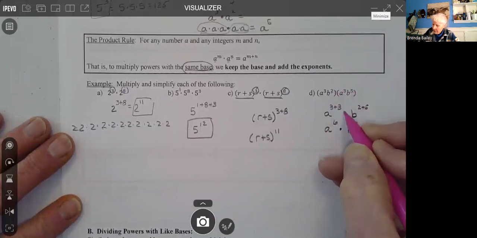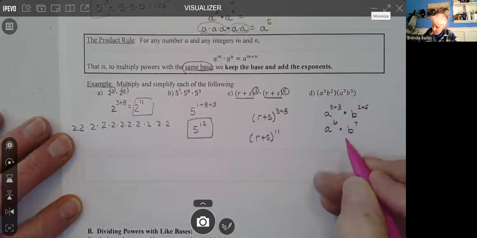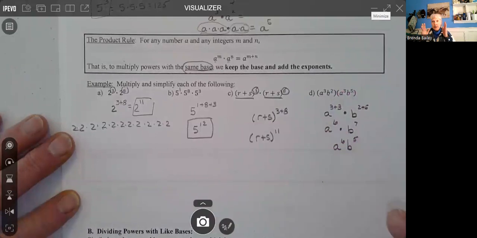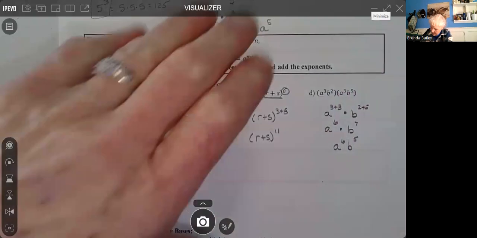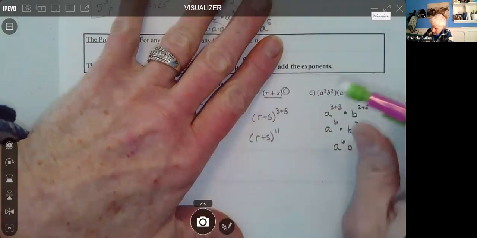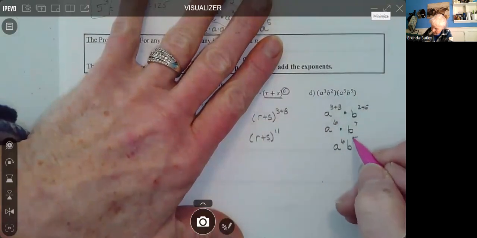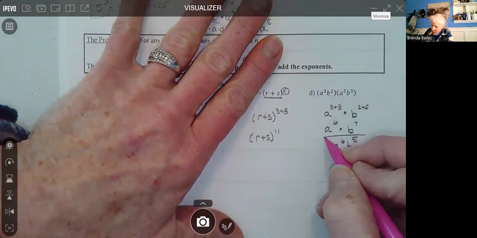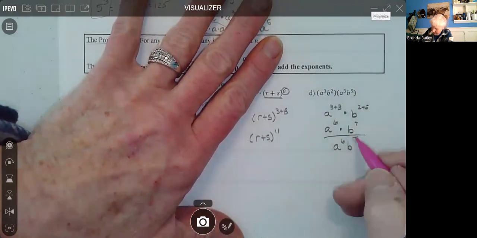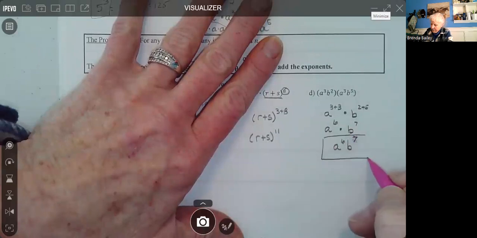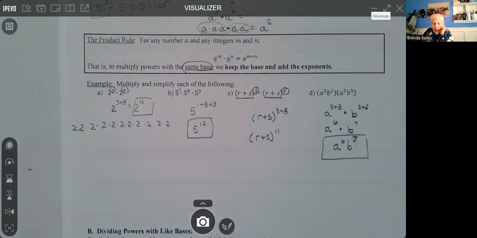Now, rather than put a multiplication or a parentheses, we just write them next to each other because we know that in algebra, anything next to each other, you multiply. Oh, sorry, 7. Why did I put a 5? Oh my goodness, sorry about that. It's 7. All right, so you've got a to the 6th, b to the 7th.